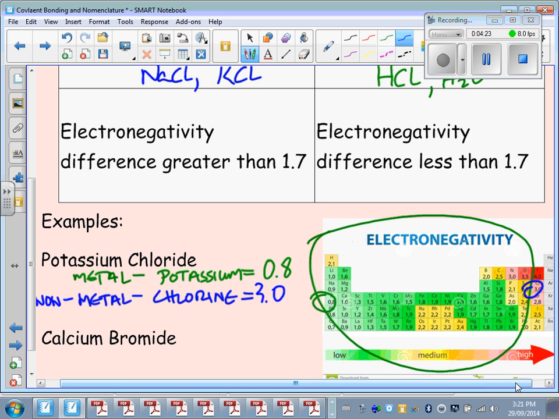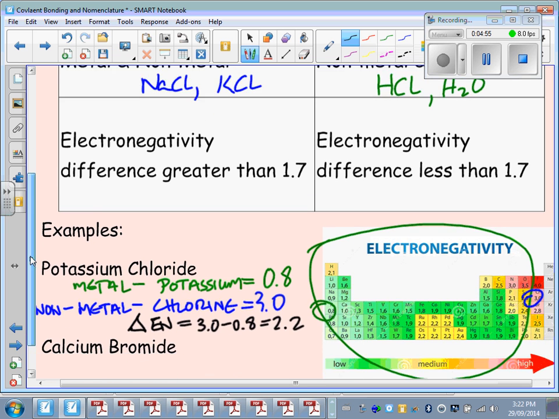So if you take the small value away from the big value, you're going to get an electronegativity difference of 2.2. Sometimes you show difference values with the triangle. Electronegativity, sometimes we write as EN. So the electronegativity difference is 3.0 minus 0.8, which is equal to 2.2. Now the guideline, remember, was if it's greater than 1.7, it's going to be ionic. And so that tells us the second way we know that potassium chloride is ionic.